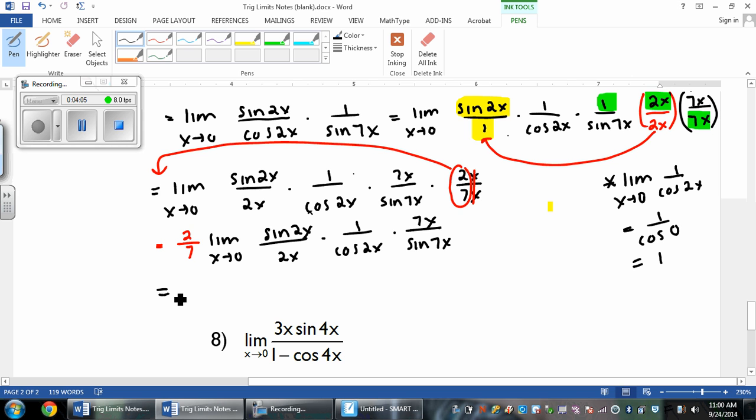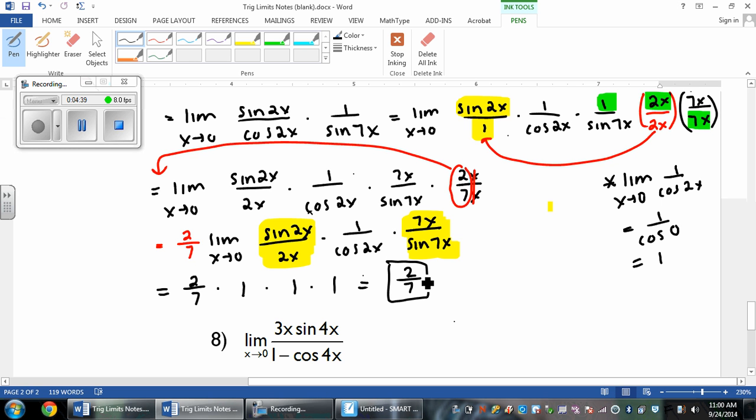Okay? So, now we're going to use our properties. I'm going to drop down the 2 over 7. By the squeeze theorem, sine of 2x over 2x is going to go to 1. That's a direct application. As well as 7x over sine of 7x, that's also going to go to 1. And 1 over cosine of 2x, by directly substituting 0 in there, is also going to go to 1. So I multiply those all together, I get 2 over 7.